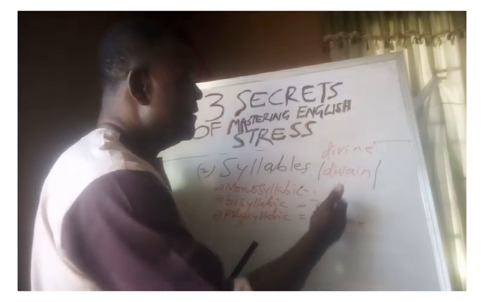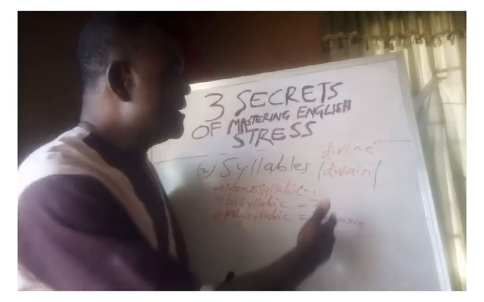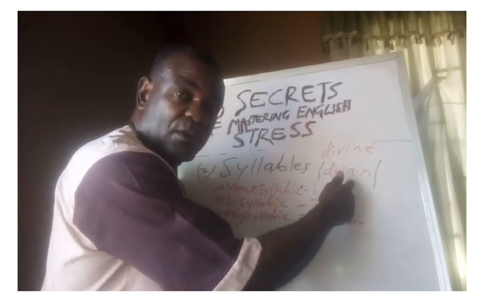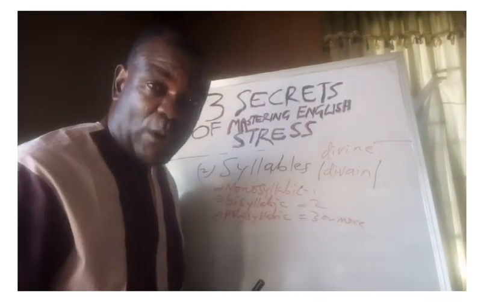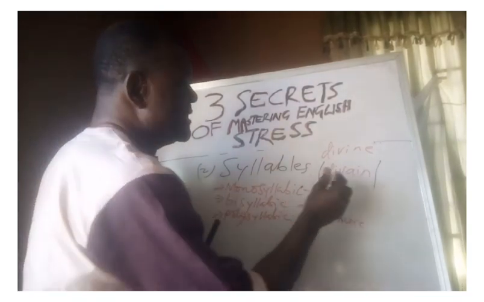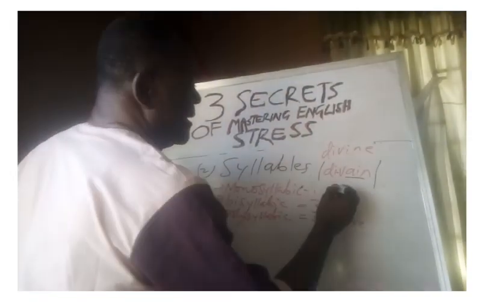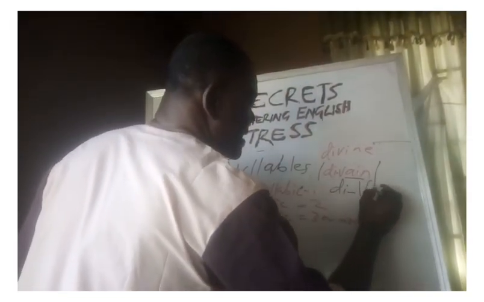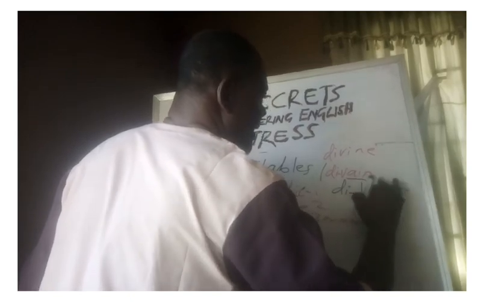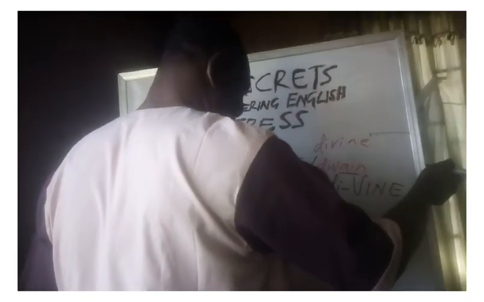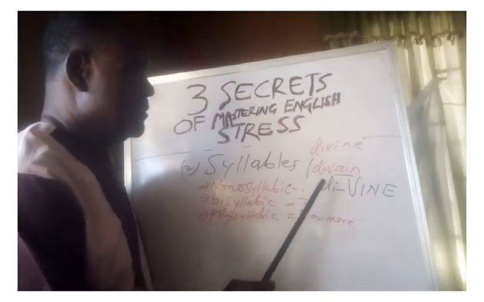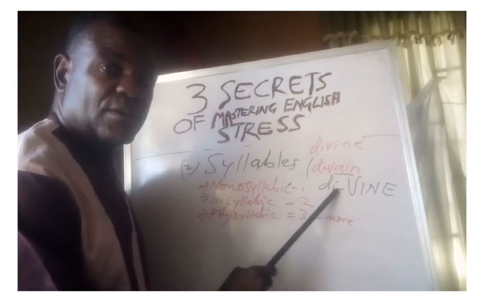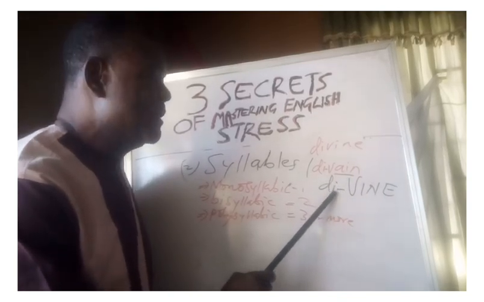But here we have a double sound, a diphthong, which is greater in quality than this particular one, and so stress is placed here. When we pronounce this, it will be di-VINE, not DI-vine. It is divine. That is how the quality of sound in a particular syllable determines stress.